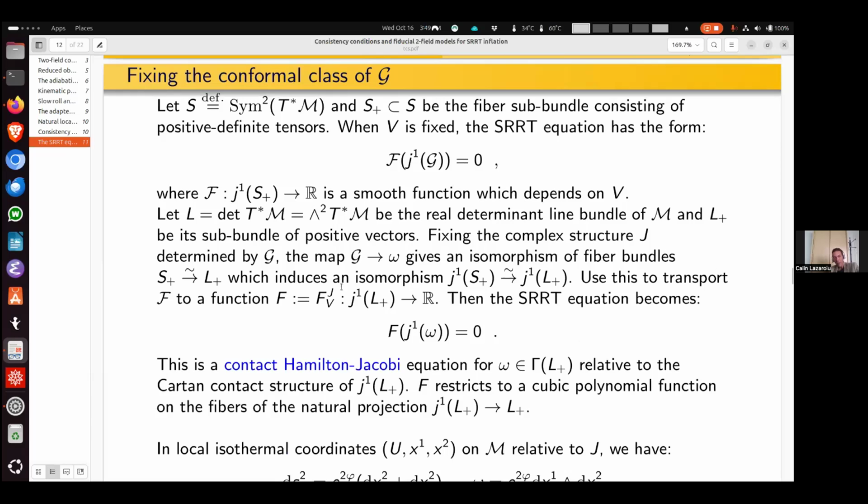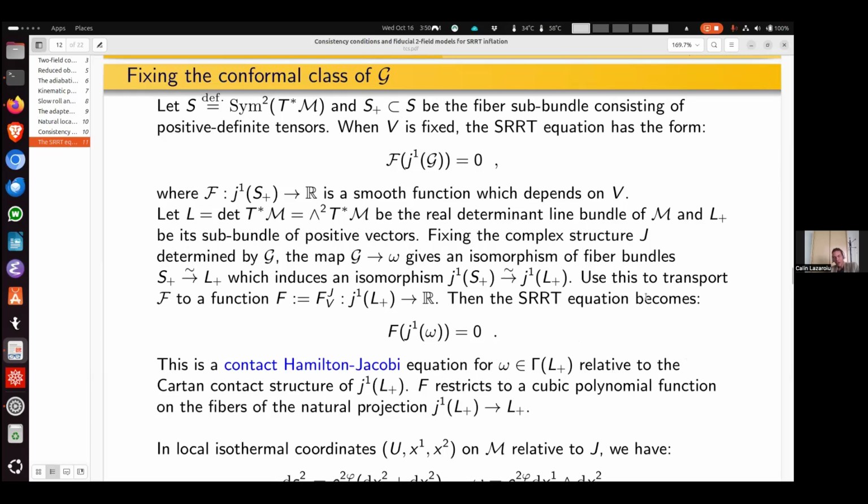And L plus to be the open subbundle of positive vectors. What I mean by this is that, of course, M is oriented. So inside every determinant line, there is a distinguished half line, which is determined by that orientation. That's a positive half line. And I'm considering the bundle of such positive half lines, which is a fiber bundle whose fibers are diffeomorphic with a positive half line. Okay, that's L plus.